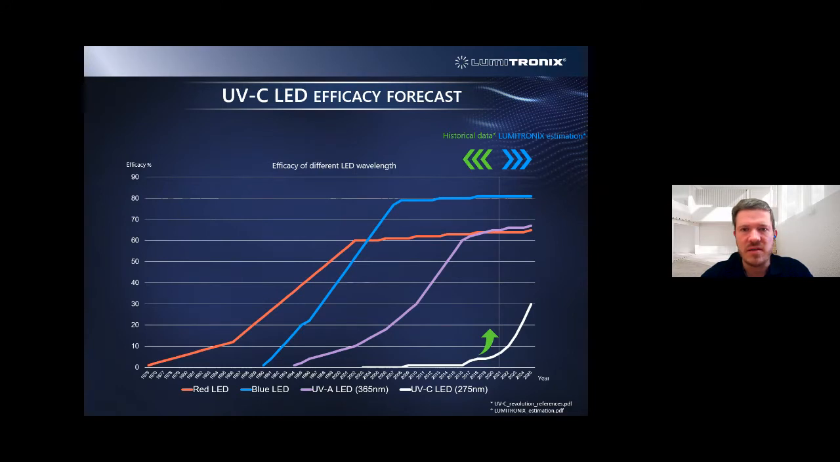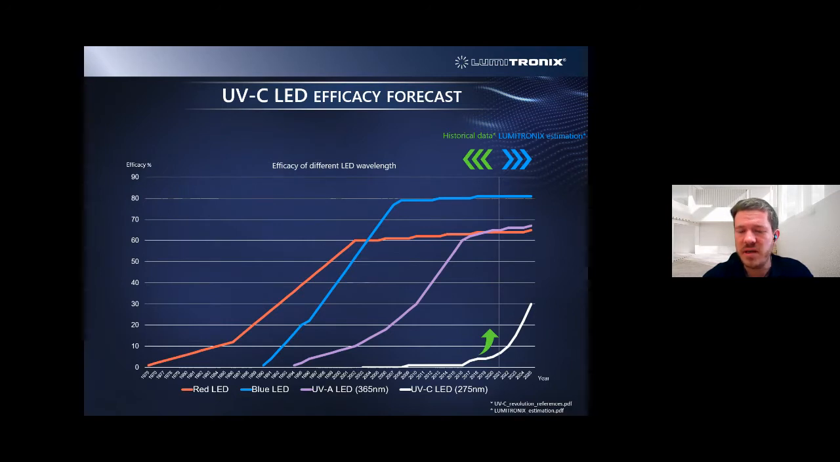So about the efficacy, we have gathered a lot of data for red LEDs, blue LEDs, UVA and UVC LEDs, which we're showing in this graph. Red LEDs were the first LEDs developed, already from the 1970s, growing into maturity in the late 90s, beginning of the 2000s. And blue LEDs and UVA LEDs have followed a similar path just a few decades later.